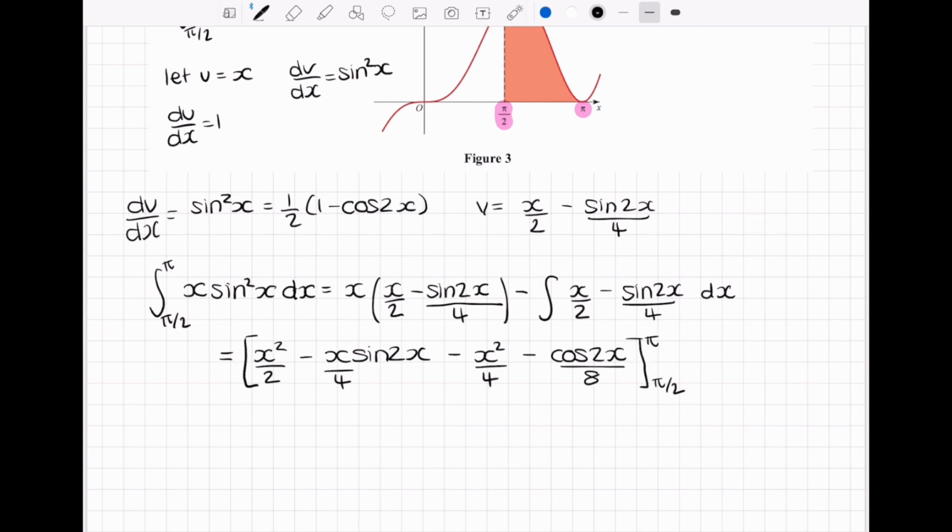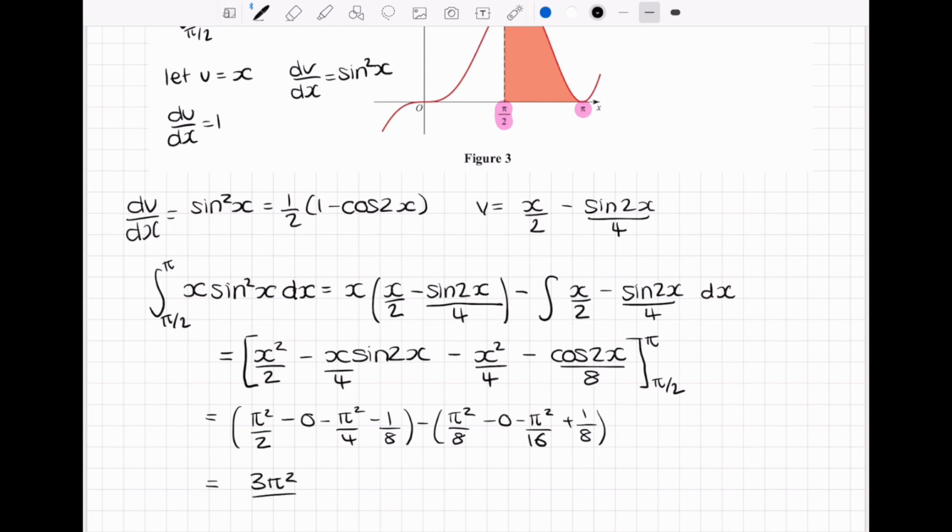And finally, I'll put my limits in. We want the exact value again, so it's definitely easier to do as much as you can, not use any calculator. Leave it all in terms of pi. And that should simplify to 3 pi squared over 16 minus 1 over 4.